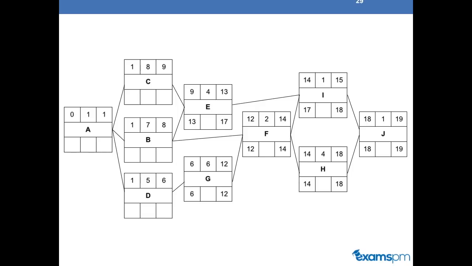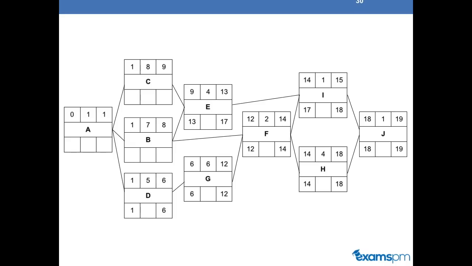Next, we'll look at G. G is only connected to F from the backward path. So since F has a late start date of 12, G will have a late finish date of 12. Since its duration is 6, it will have a late start of 6.